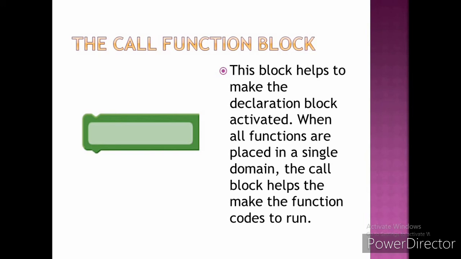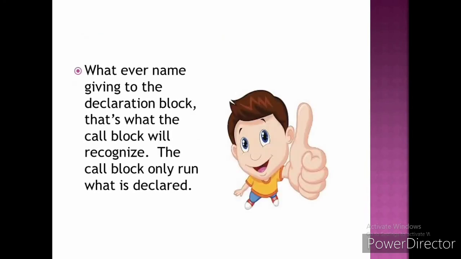After the function block has been declared, which is given a name, and smaller pieces of blocks or codes are already placed inside it, it is the help of the call block that makes the function block able to be activated, to run smoothly, to be able to work. Now, whatever name is given to the declaration block, that is what the call block will recognize. It means that any name that is declared in the function block is the name that will be recognized by the call block, and that is the name that the call block will activate. The call block only runs what is declared by the declaration block.